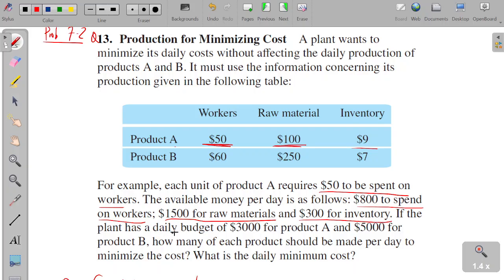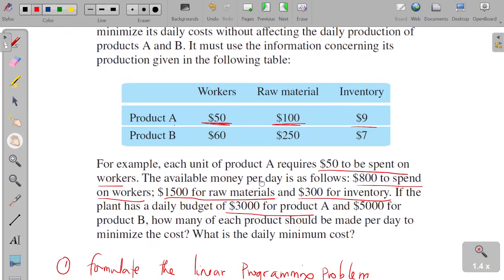If the plant has a daily budget of $3,000 for product A and $5,000 for product B, how many of each product should be made per day to minimize the cost? So we are doing minimization. What is the daily minimum cost? Okay, so the first thing we are going to do here is to formulate the linear programming problem.